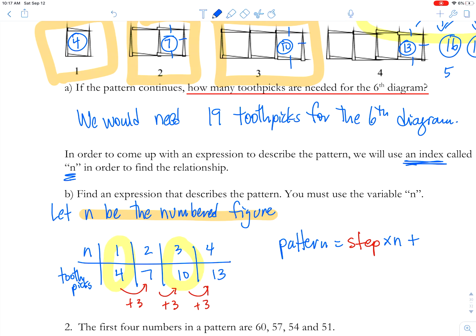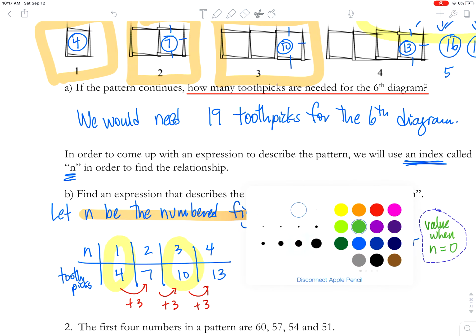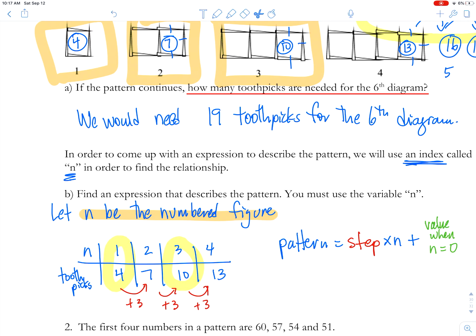That number actually ends up being our value when n equals 0. And I'm going to show you what I mean. I'll use green. I think there's a way for me to highlight that and make it all go to green. Okay. So the value when n equals 0. For that, I would love for you to go backwards. So when n equals 0, instead of adding 3 to step up like those red arrows, I'm going to subtract 3. So 4 subtract 3 is 1. Oh, I went back too far.